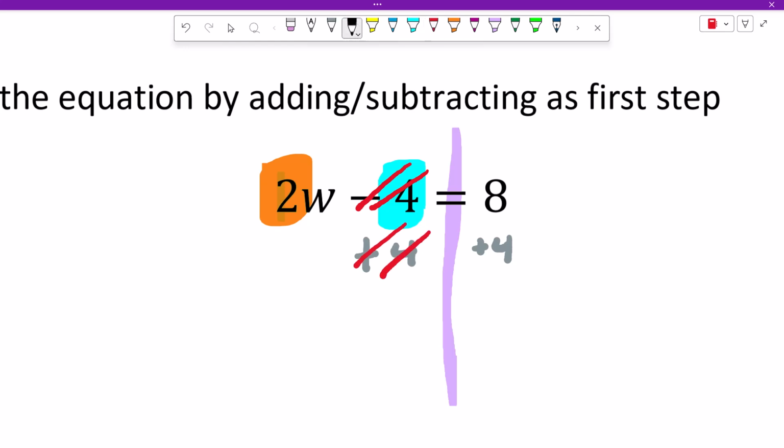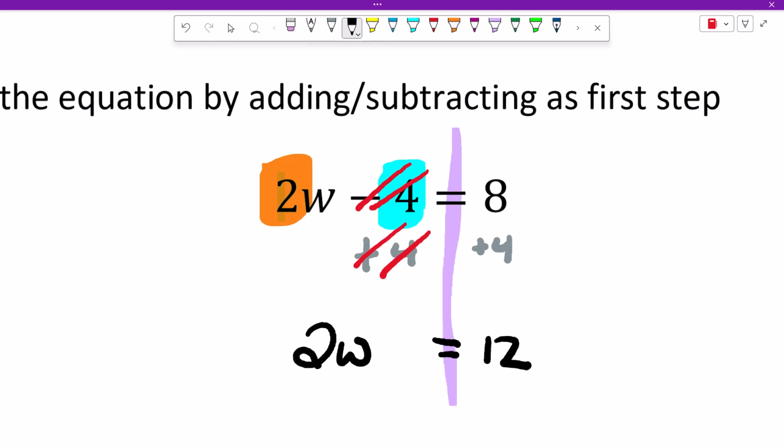On the left side, we're left with our 2w. What do we have on the right side? 12. 8 plus 4 is 12, okay? So then we go back to the side of the letter. You go, oh, it's not by itself. So we still need to get rid of all the numbers that are over there. So now we need to get rid of that 2, right?